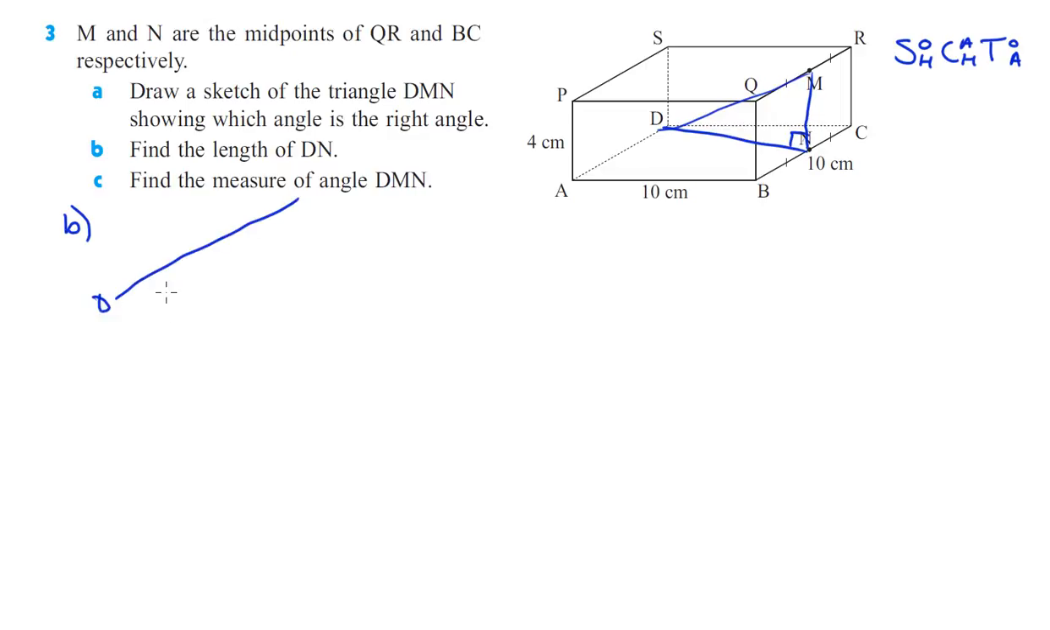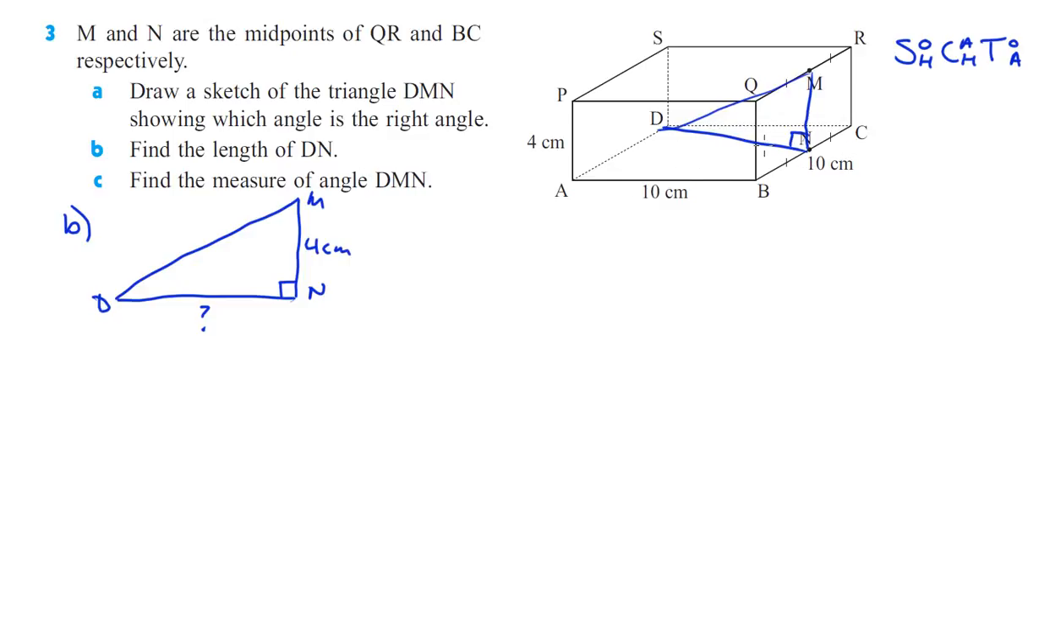D, here's M, and then directly below M is N, right? And there's our right angle. Okay, so find the length of DN. So this is what we want to figure out. Okay, so let's see. We know that MN is going to be 4 centimeters. What else do we know on here? We know that that's a right angle.